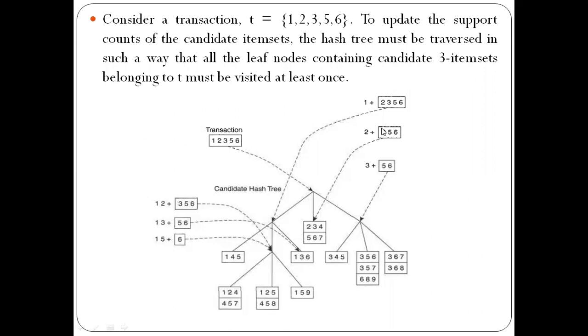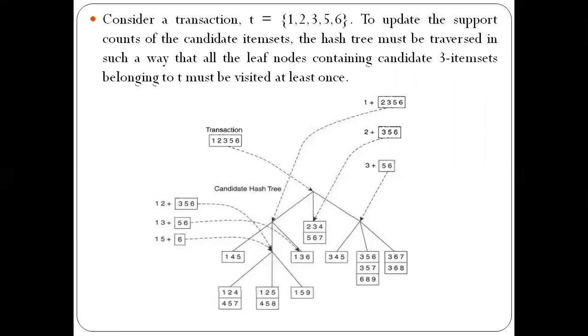In the same way, if you come to 2 3, it will be present in the middle subtree. And 3 5 will be present here. Once we get these subsets, we will be comparing those subsets with the candidates. If it is present, then we will be incrementing the support count of that candidate.